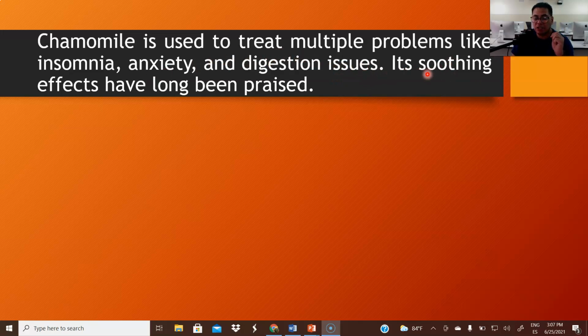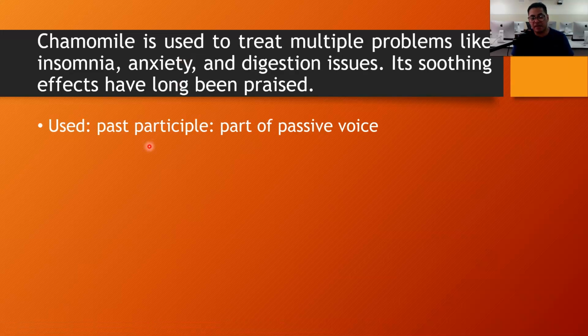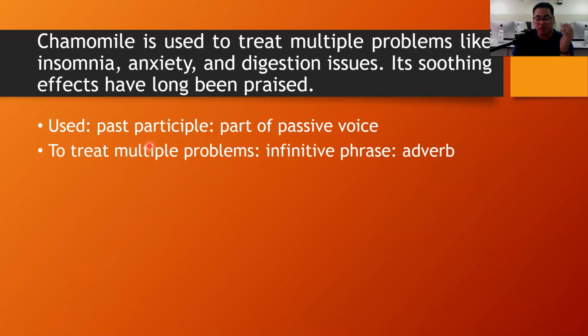And then I see this ing, its soothing effects have long been praised. Okay, being and praised. This is going to be faster. You already know about this. This is not the used to express past habit. This means used, like people use it in some way, right? So this is a past participle acting as part of passive voice. Is used what for? What for do we use chamomile? I want to know the purpose. So I can say that to treat multiple problems like insomnia, anxiety, and digestion issues is an infinitive phrase acting as an adverb.